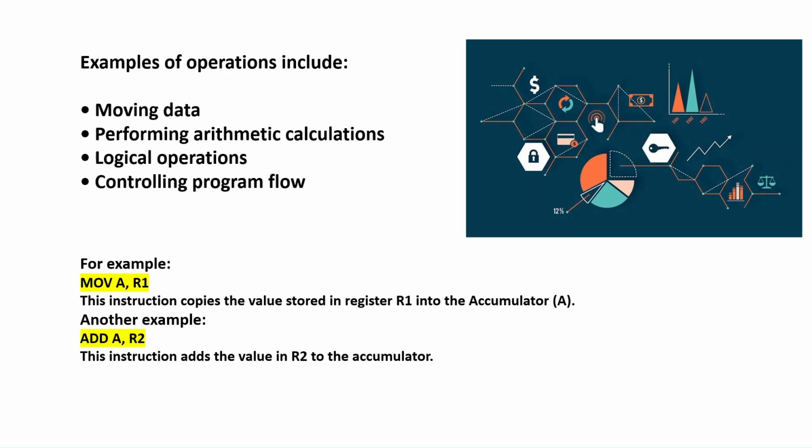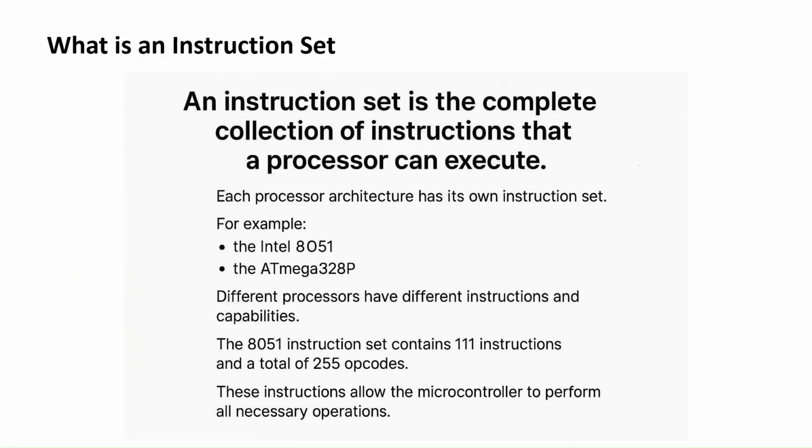For example, MOV A, R1. This instruction copies the value stored in register R1 into the accumulator A. Another example, ADD A, R2. This instruction adds the value in R2 to the accumulator. So an instruction basically tells the CPU what operation to perform, what data to use, and where the result should be stored.